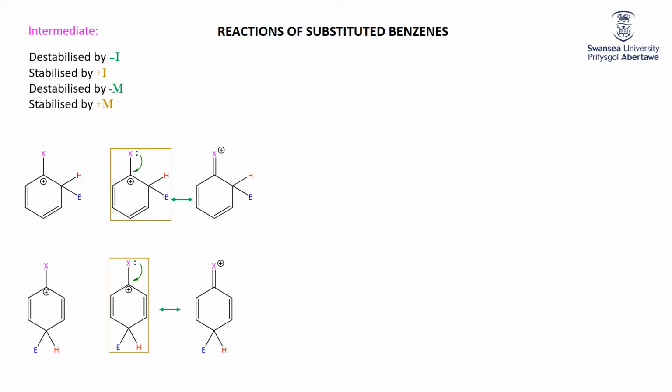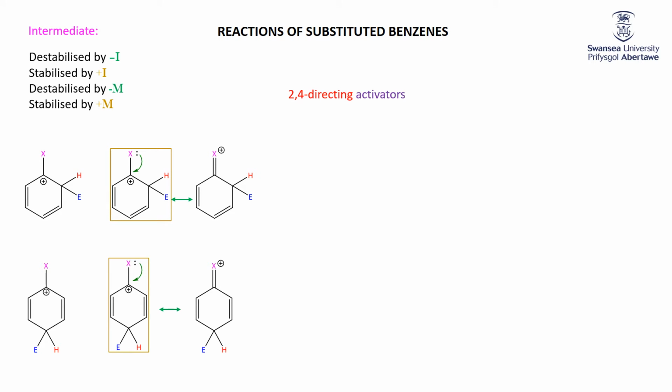So when you have a positive mesomeric effect, then you can have a fourth resonance structure when you've got the 2 or the 4 attack. So positive mesomeric effects mean that 2,4 is much better than 3. Negative mesomeric effects mean that 2,4 is really bad compared to 3. So let's see if we can put all this together in one big chart.